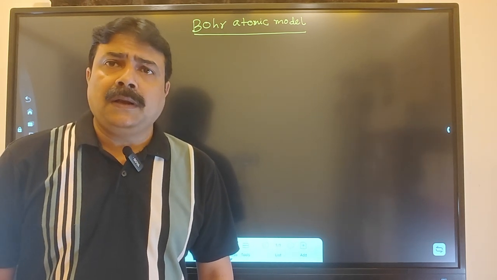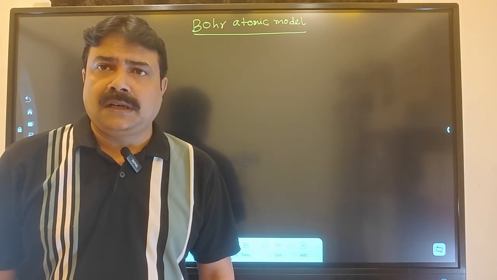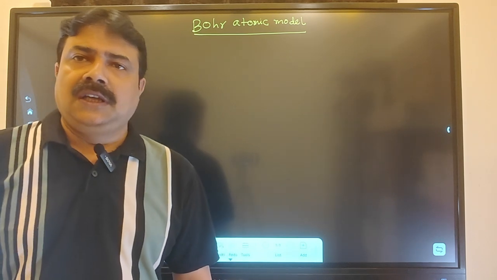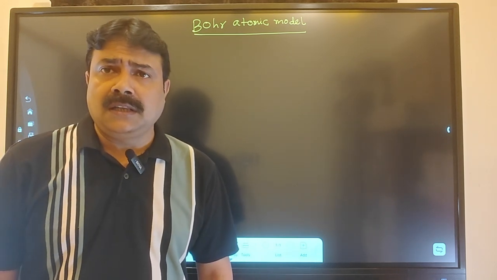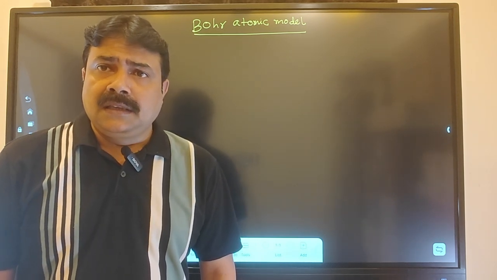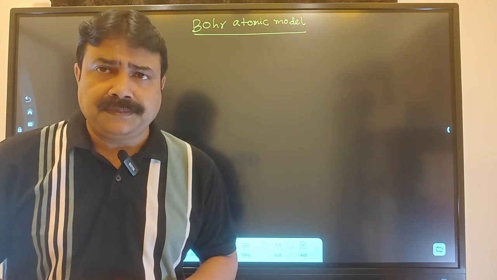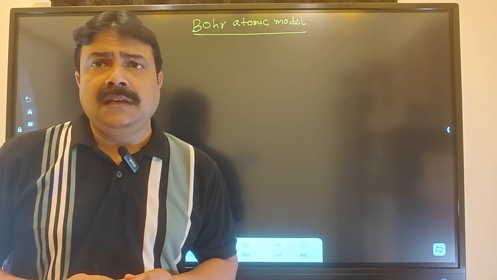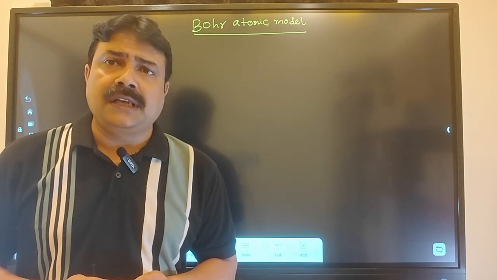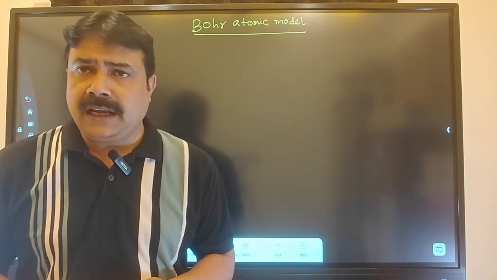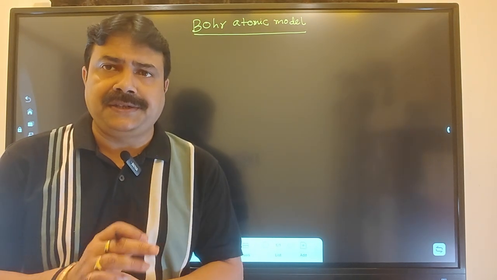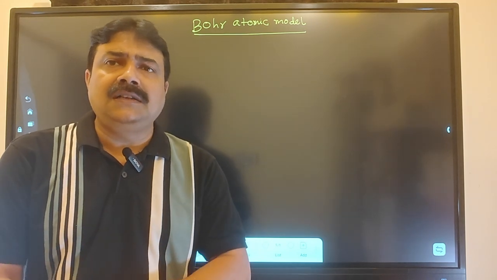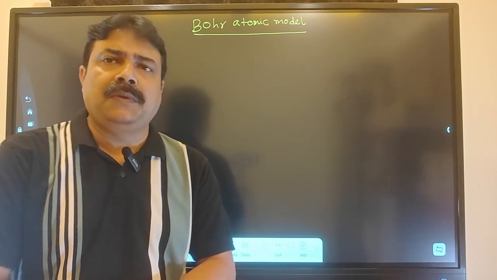So today's topic of discussion is Bohr Atomic Model. In the last class we discussed a very important topic, the Rutherford Atomic Model. The demerits of Rutherford were overcome by the scientist Niels Bohr, who proposed an atomic structure, and because of that he got a Nobel Prize in 1912. Now we are going to learn several things on the Bohr Atomic Model.